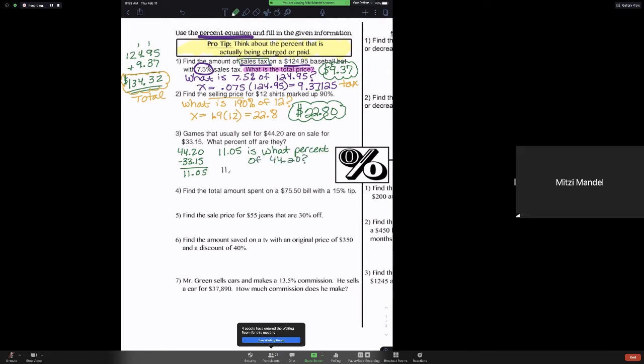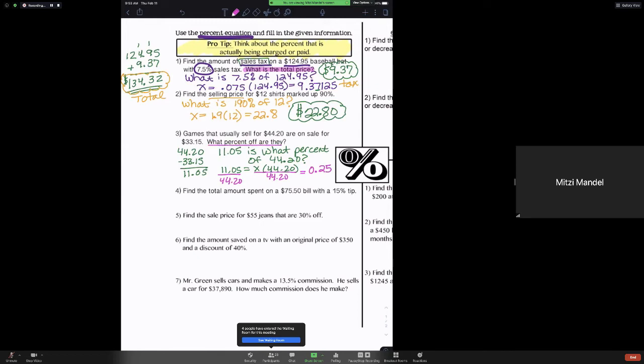So 11.05 is what percent of 44.20? And we know to solve that, since x is being multiplied by 44.20, the opposite operation would be to divide both sides by 44.20. And let's see what I get. So 11.05 divided by 44.20 gives me this answer, 0.25.